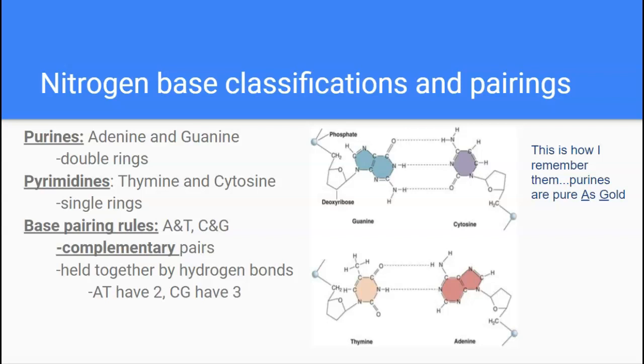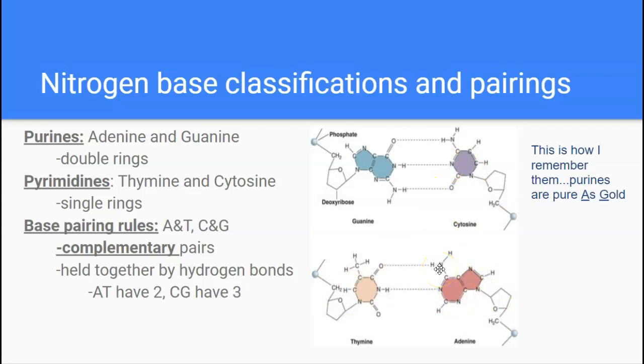Okay. There's some additional vocab that you may or may not remember. There are the purines. This is adenine and guanine. You'll notice that they both have double rings. And the pyrimidines, which are thymine and cytosine, and those are single rings. Okay. A goes with T, C goes with G. One purine and one pyrimidine, one and one, right? So they match up like that.